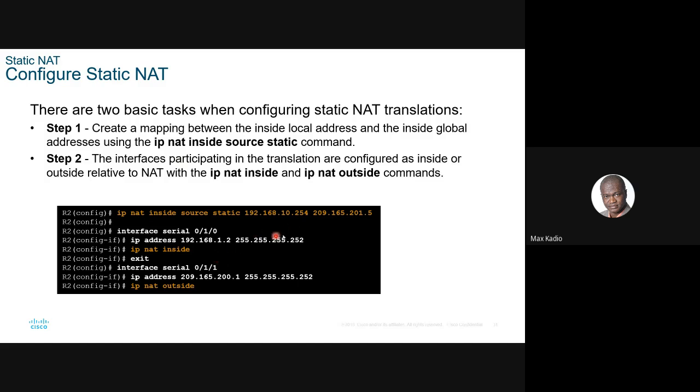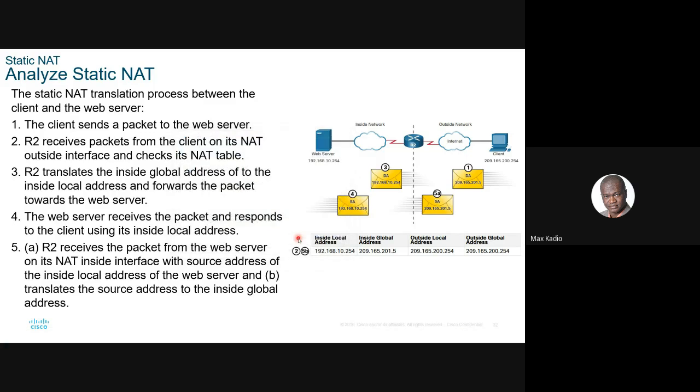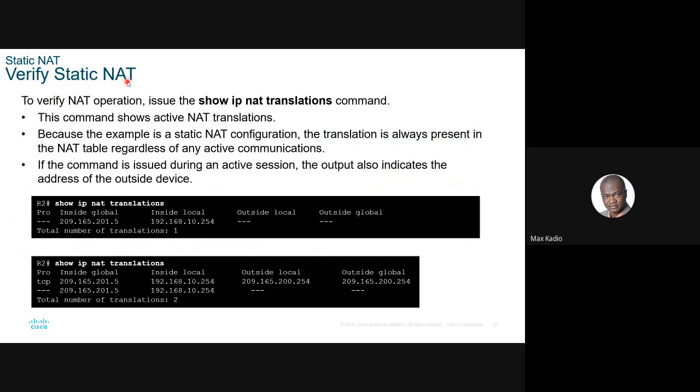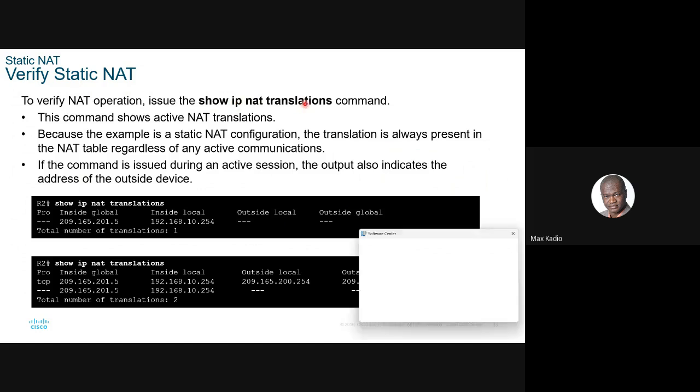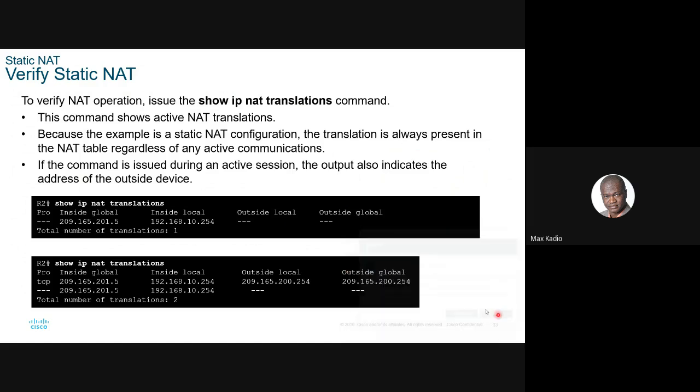So in a company, let me explain a bit. Let's say we verify static NAT. When you finish doing your config, to verify, you type show IP NAT translations.